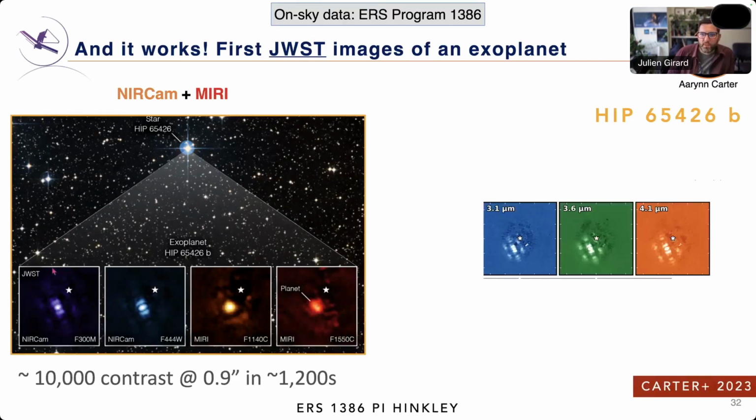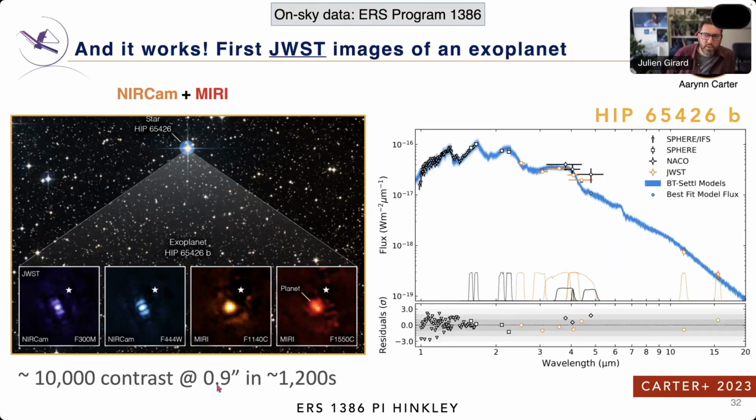This is Aarynn's ERS result on a real planet that was done just a couple of weeks after the white dwarf companion. And that's pretty much the same contrast, but at slightly larger separation. So it was a perfect case to check that everything was working with both NIRCam and MIRI. I think you all know that paper by now, at least most people working in this field that are on the call.